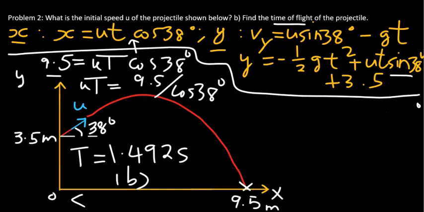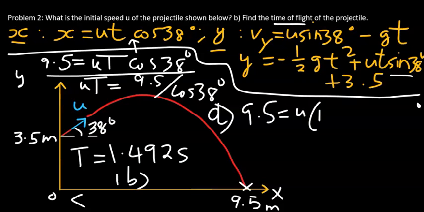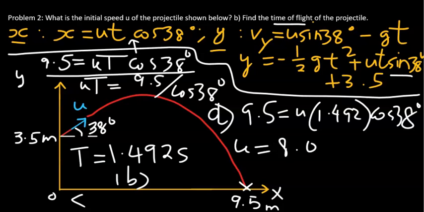Now you can use this equation to determine the initial speed of that projectile, which is part A. So 9.5 equals u, capital T is 1.492, cosine 38 degrees. And you can solve for the initial speed, which will turn out to be 8.08 meters per second. And that's the answer for part A.